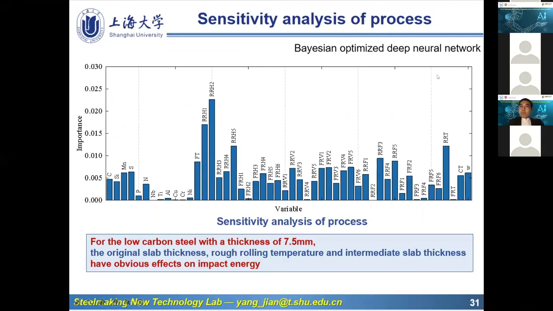And here is the sensitivity analysis of the process, based on the Bayesian optimized deep neural network. For the low carbon steel with a thickness of 7.5 millimeters, the original slab thickness, the rough rolling temperature, and the intermediate slab thickness have obvious effects on the impact energy.